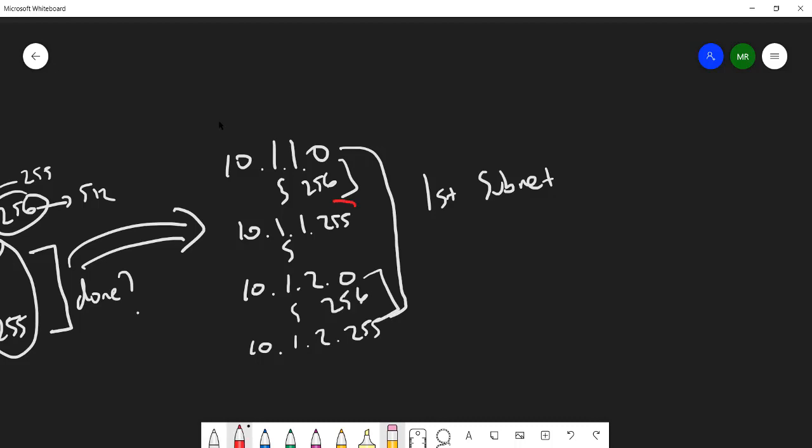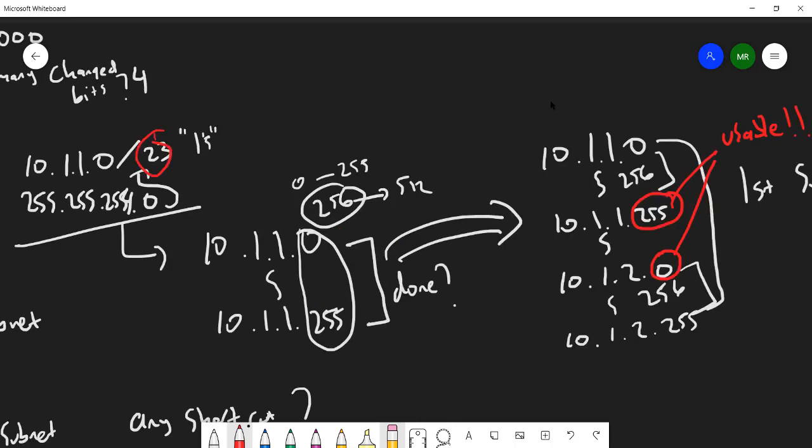But 10.1.1.255 and 10.1.2.0 are not the first and the last number, therefore they are usable for devices to use.